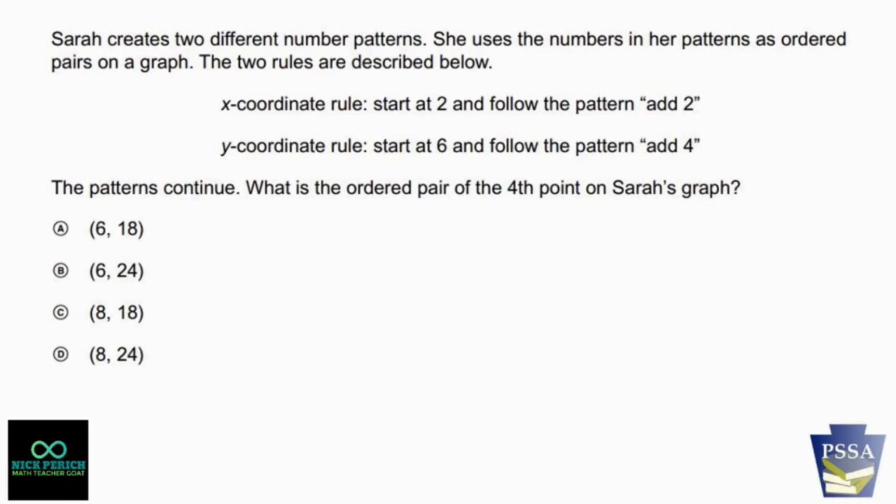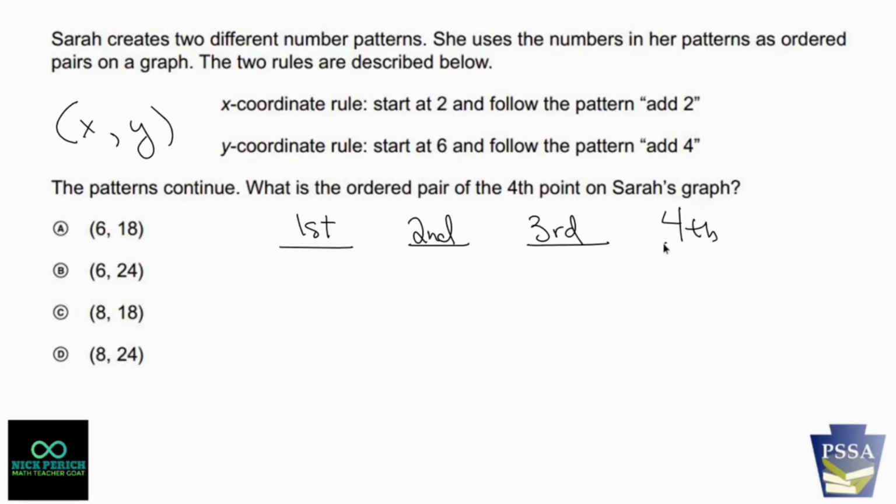So, Sarah is going to start with the x-coordinate of 2 and the y-coordinate as 6. Remember, ordered pairs look like x, y. So we're going to have a first point, a second point in the pattern, a third point in the pattern, and a fourth point in the pattern. The first point is the x is 2, so 2. The y is 6, so the coordinate is 2, 6.